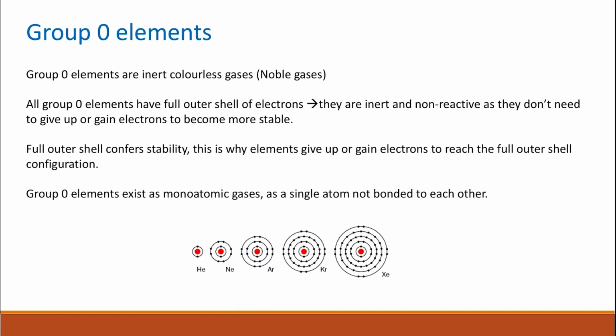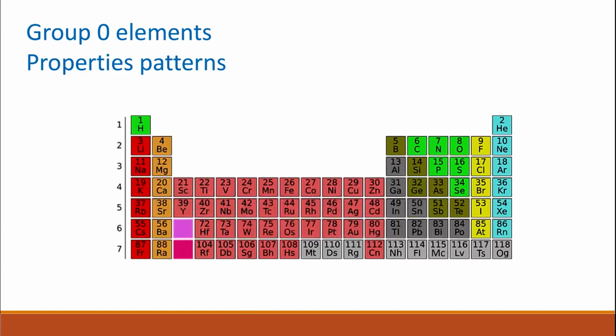The group 0 elements, or the noble gases, these are the group of elements that we can find on the right hand side of the periodic table. They have a full outer shell of electrons, and because they have a full outer shell of electrons, they are inert, they are non-reactive, because they cannot gain or lose electrons because they are stable.